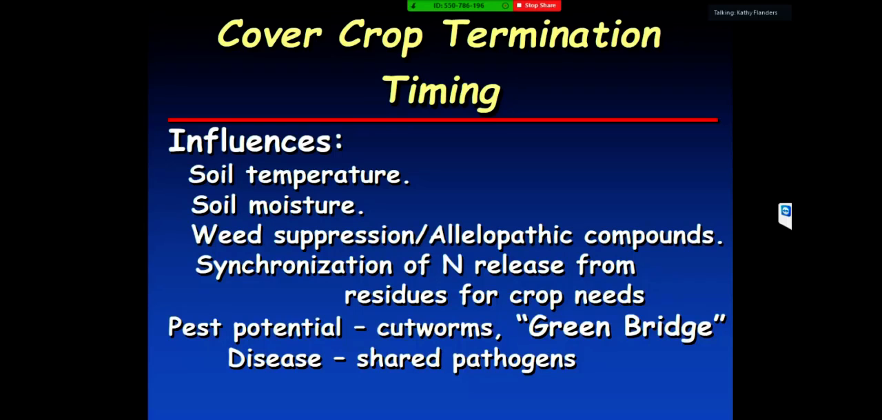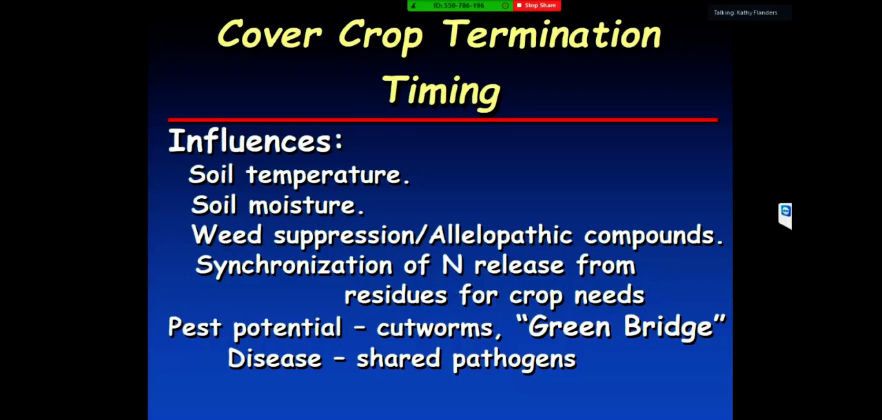Weed suppression, some of the cover crops have allelopathic compounds. We want to manage those as much as we can. If we have a cash crop that's sensitive to these allelopathic compounds, you might have to allow at least 2 or 3 weeks before planting in order for those to dissipate out. And sometimes if we're using a legume, we want to synchronize the nitrogen release from the residues according to when the crop needs it. If the crop's going to need it early, we may need to terminate the cover crop early. If it doesn't need it till late, we may be able to let the cover crop grow a little bit longer.